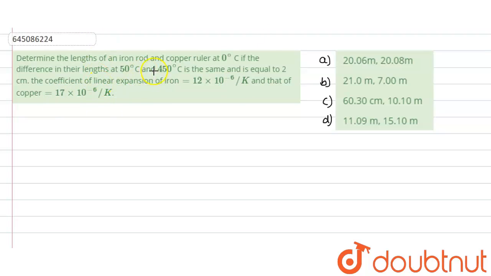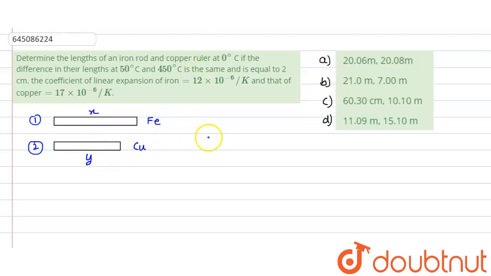So let's say we don't know whether the iron rod is bigger or the copper rod is bigger, so we just assume this is our iron rod and this is our copper ruler. We will denote iron by Fe and copper by Cu, and we will denote them by 1 and 2. Let's say the initial lengths at x equals 0 are x and y.